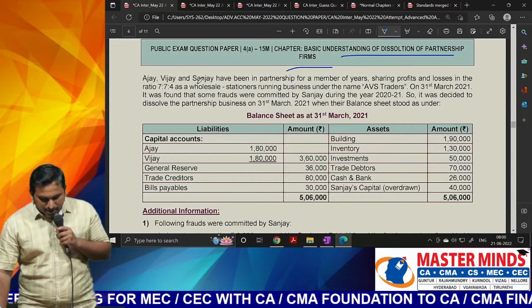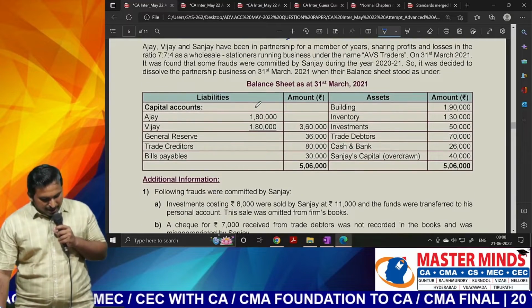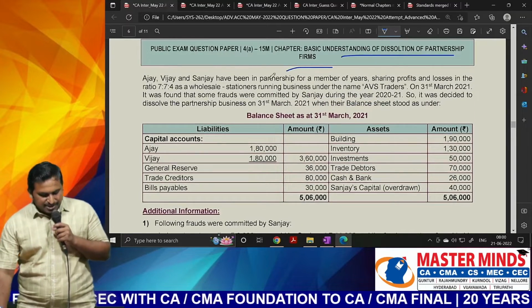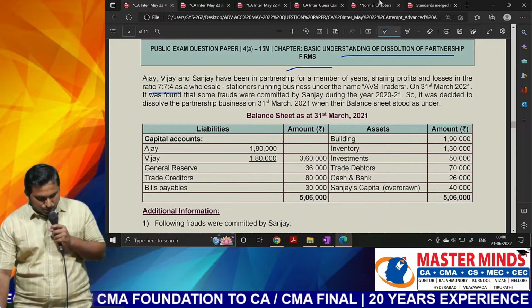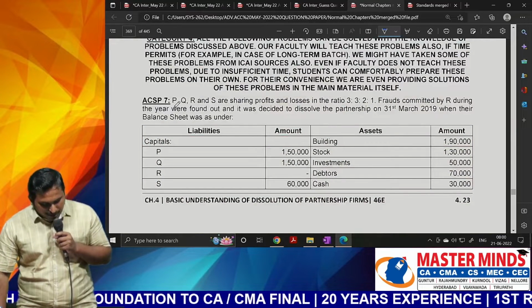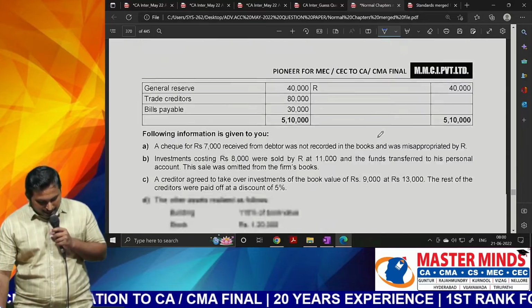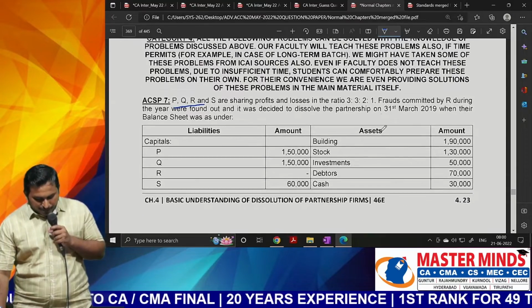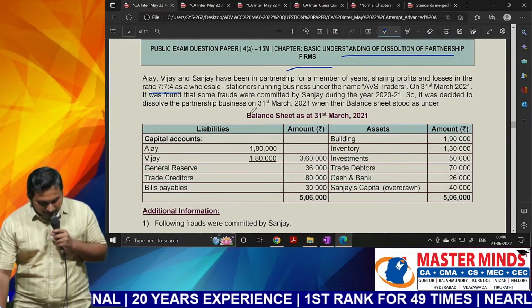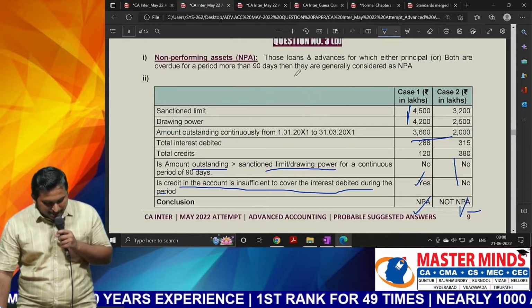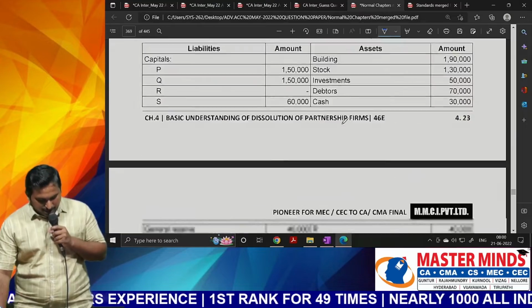So this was the question, sir. They have given 3 partners, Ajay, Vijay, Sanjay, sharing profits in the ratio of 7:7:4. Here you can look at P, Q, R and S, sharing profits in the ratio of 3:3:2:1. There, 3 partners are there. Here, how many partners are there? 4 partners. Okay.